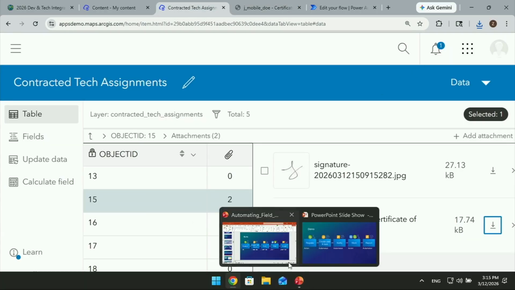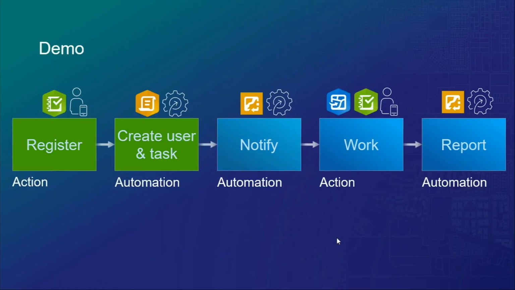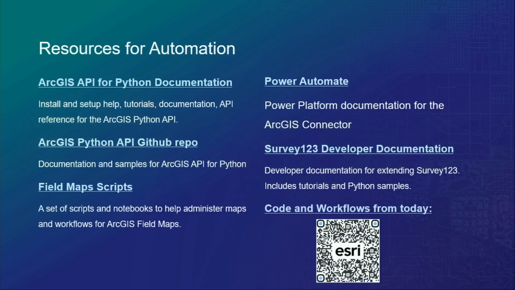So coming back to our slides, we worked through all of these workflows of registering, creating that user, like you saw in Laura's notebook, and assigning them that task, sending that Teams notification for John Doe to go about completing their activity, opening up Field Maps, completing the task in Field Maps, linking out to Survey123 to fill out the sign-out form, and then automating generating that report of that activity, of that task, and uploading it as an attachment to our task layer.